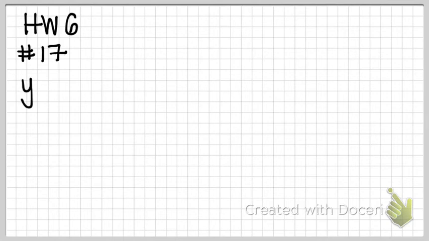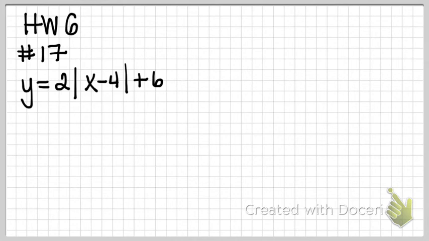Okay, so question number 17. So homework 6, number 17. We have y equals, well, it says f of x, but you know that's the same as y. 2 times the absolute value. This is on page 54. So look at page 54 in your reveal book. 2 times the absolute value of x minus 4 plus 6. This is our equation. And the only reason why I say this is the hardest one is because we actually have an A, an H, and a K.